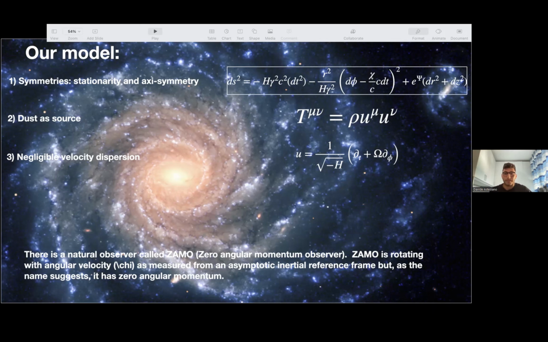Okay, so again, we have this dust that is going around in circular orbits with angular velocity omega. Then we have the ZAMO, that is a zero angular momentum observer that is rotating with angular velocity k as measured from an asymptotic inertial reference frame. But it has, of course, zero angular momentum. So in the non-diagonal terms, we have the angular velocity of the ZAMO in general.